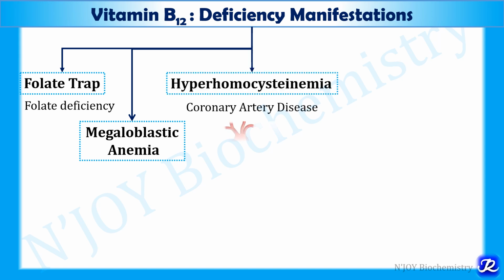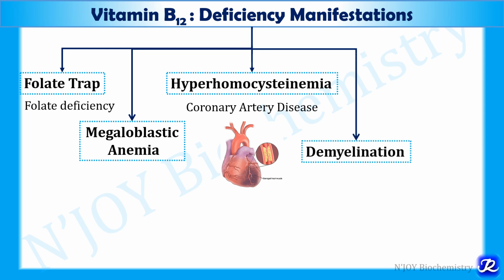Then as there is a deficiency of vitamin B12, homocysteine cannot be converted to methionine. So there is accumulation of homocysteine, which results in increased concentration of homocysteine in blood, and further it is excreted through urine resulting in homocystinuria. And increased homocysteine in the blood increases atherosclerosis and is responsible for coronary artery disease. The mechanism is already described in the video on folic acid.